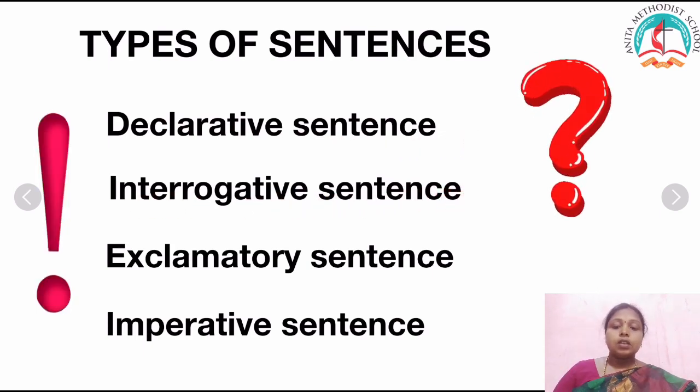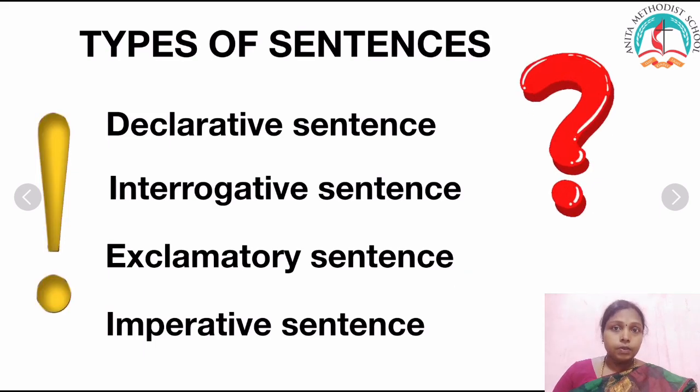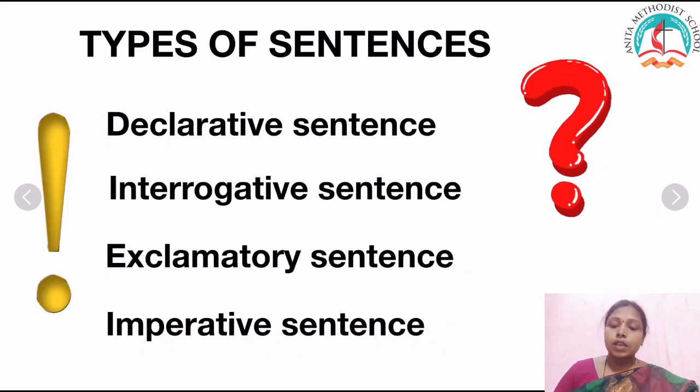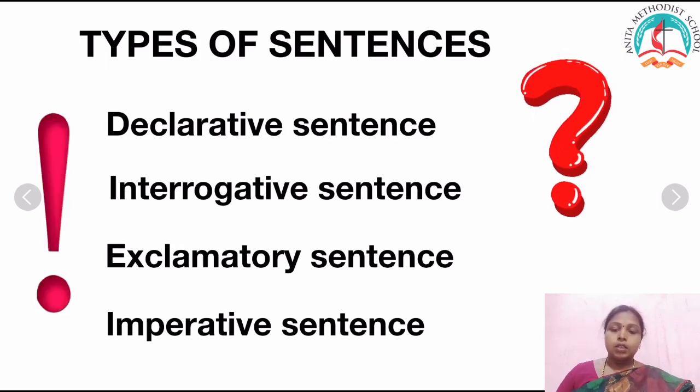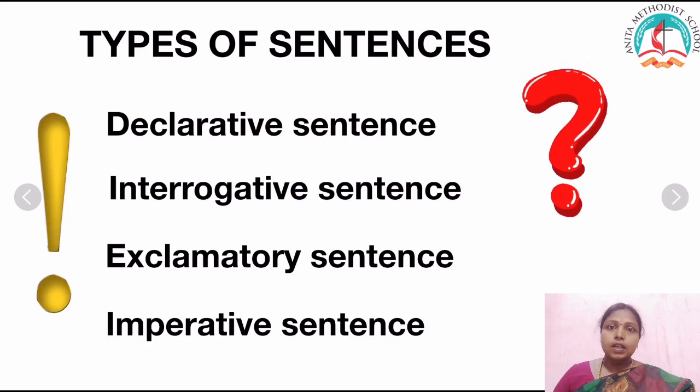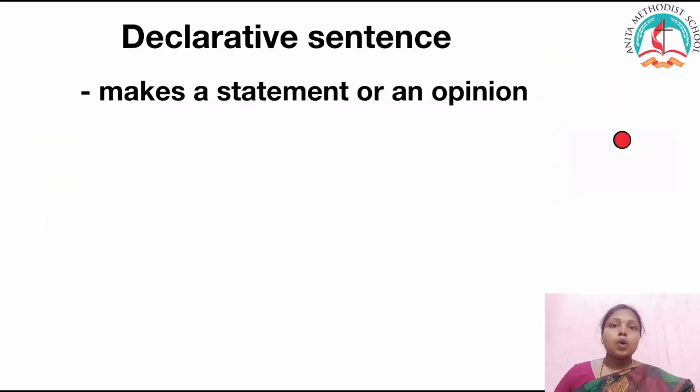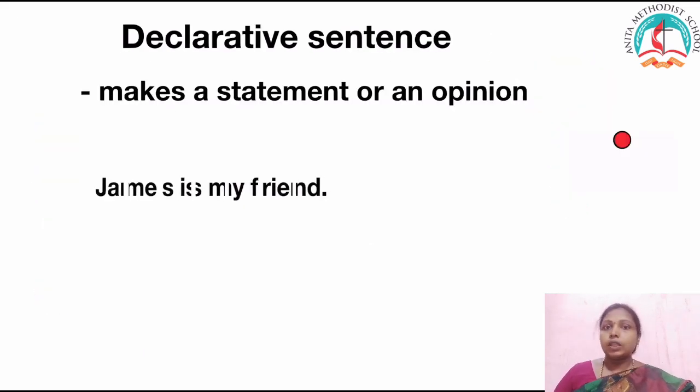Again I repeat, the first one is the declarative sentence, second is the interrogative sentence, third is the exclamatory sentence, and fourth is the imperative sentence. Now, let us learn the details about all these 4 sentences with examples.